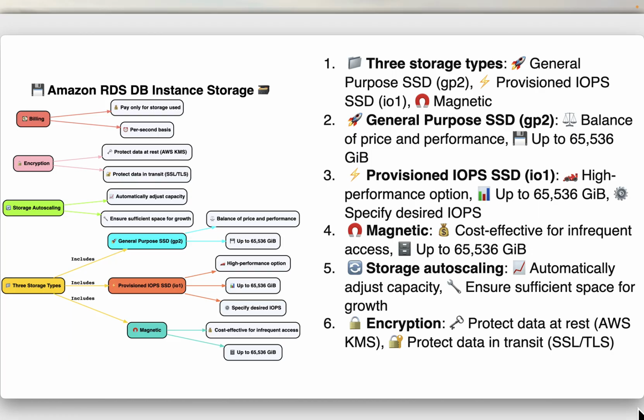Sixth, encryption, protect data at rest and in transit. So RDS supports encryption at rest using AWS Key Management Service KMS, and encryption in transit using SSL TLS.